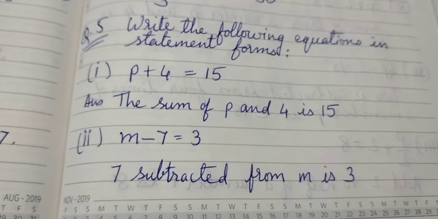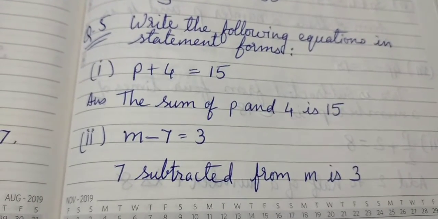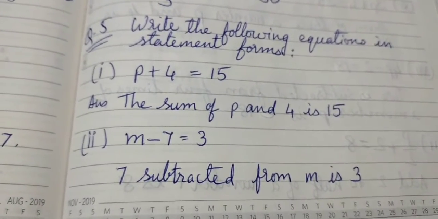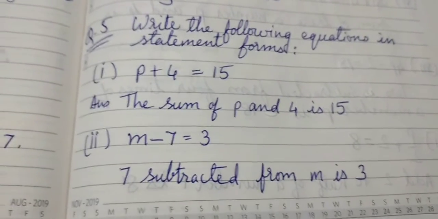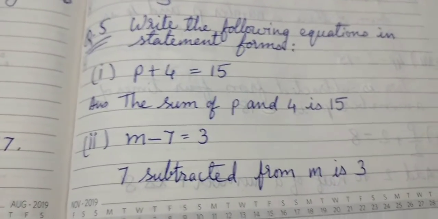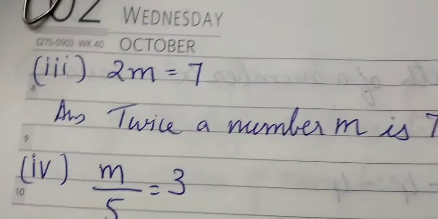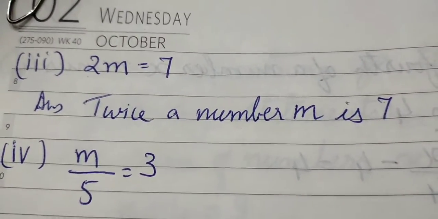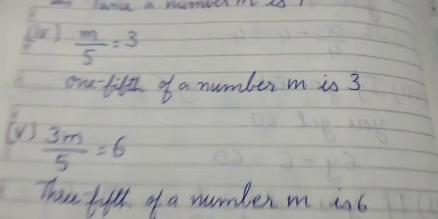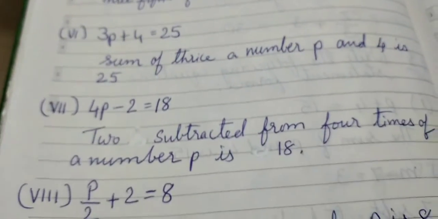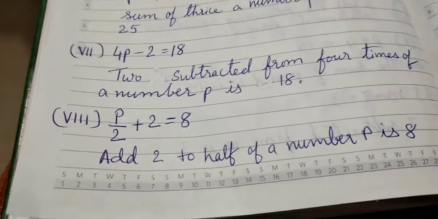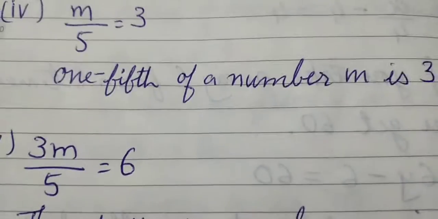There are many different ways of writing. The condition is that the operator which you are using, the equal to sign, and the conditions which are given have to be mentioned correctly. Here you can see twice a number m is 7, then 1/5 of m is 3. I have prepared the PDF for you, so you can write it down. Hope you have understood how you are going to express the equation in statement form.